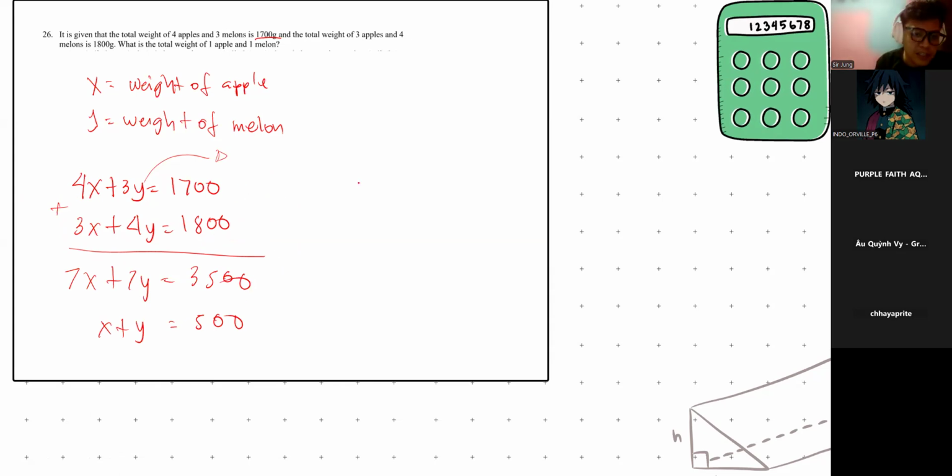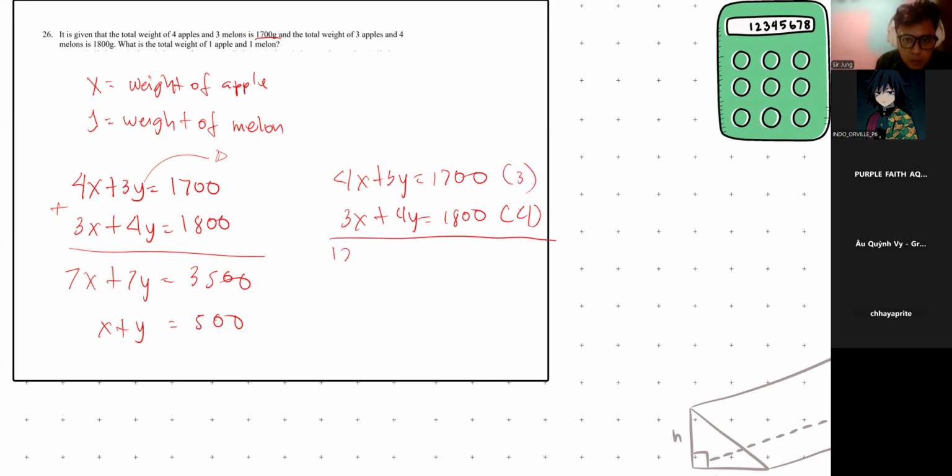So for the method that I have shown earlier, I will just show you that also because there are many ways to solve algebra, right? 3x plus 4y is equal to 1,800. So this is 4 and then this is 3. So 12x plus 9y is equal to 5,100.